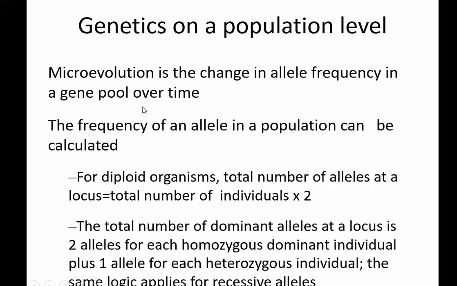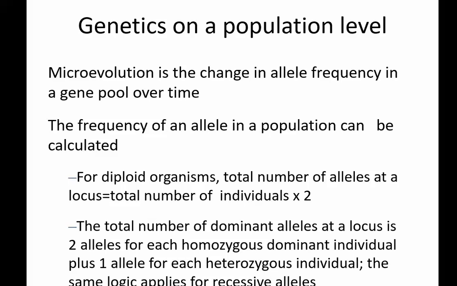a gene, so either dominant or recessive, and the gene pool is all of the alleles for a given gene in a whole population. So the frequency of an allele can be calculated relatively easily. Remember that diploid organisms are going to be carrying 2 copies of each allele. So if there were 100 individuals in a population, there would be 200 alleles for a given gene.